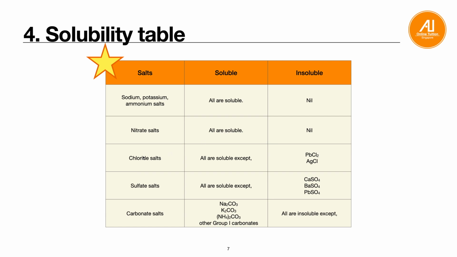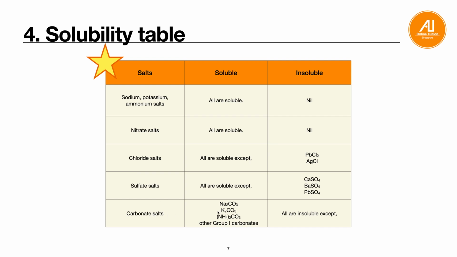Next one, chloride. All chlorides are soluble except for these two, lead chloride and silver chloride. So usually when we memorize, we just memorize the more unique one. Like these two, all chlorides are soluble except for which one? Lead chloride and silver chloride. Lead 2 chloride and silver chloride. Sulfate as well, all sulfates are soluble except for these three, calcium sulfate, barium sulfate, and lead sulfate. So these are the three sulfates that are more unique and you need to memorize them.